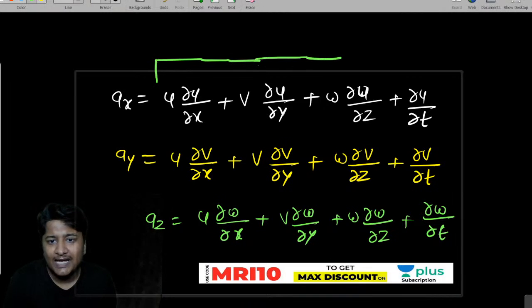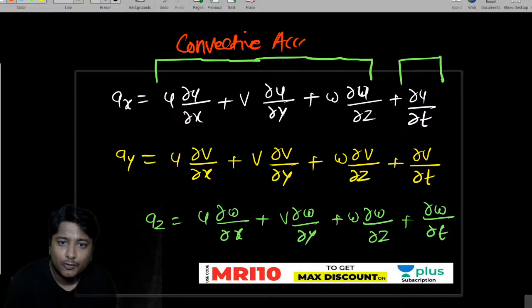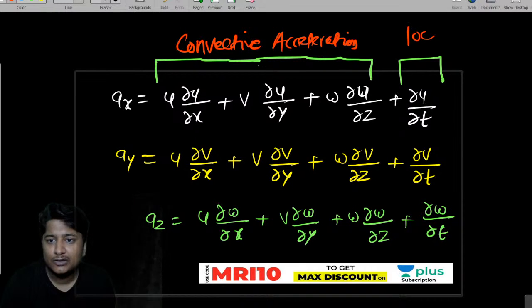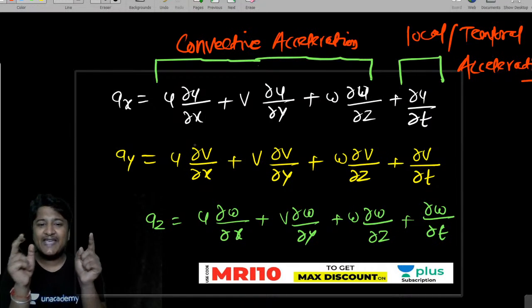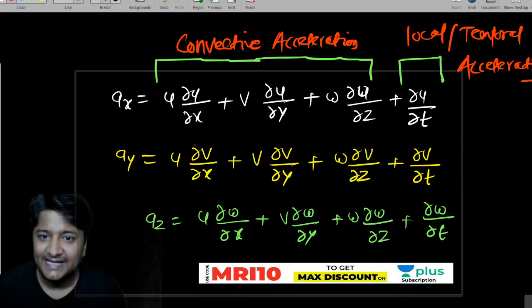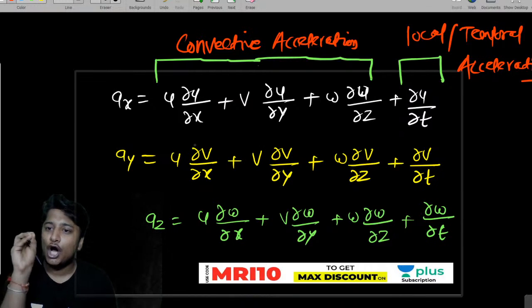So this part we call as, इस part को आप क्या बोलते हो? Convective acceleration. And this part you call as local या temporal acceleration. So the space part, when the velocity is changing with the space, that acceleration we are calling as convective acceleration. When the velocity is changing with the time, that's something we call as local or temporal.